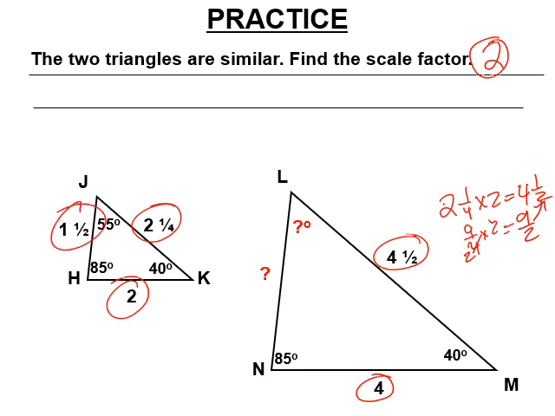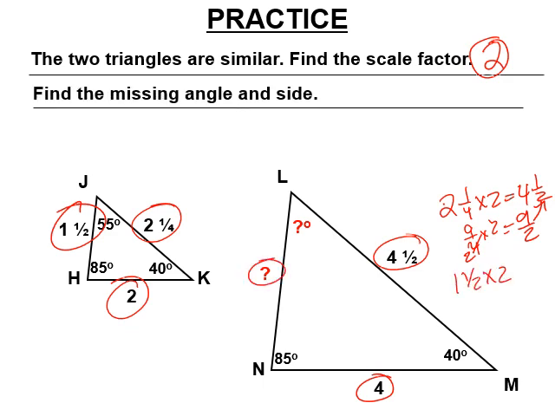We could have done 1 1/2. Oh, so now we have to do 1 1/2 times 2, right? We're going to have to find that question mark, the missing side. So 2 times 1 plus 1 is 3. 3 halves times 2. Oh, 1 1/2 times 2 is 3, right? If you have $1.50 times 2 is $3. So it's 1 1/2 times 2 is 3. So that side is 3.